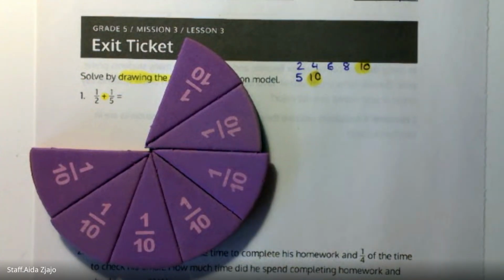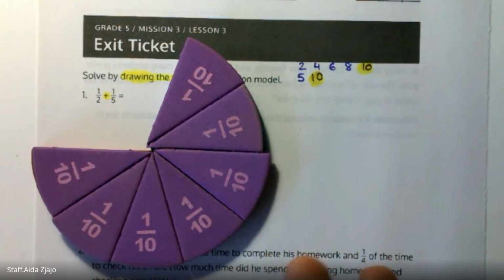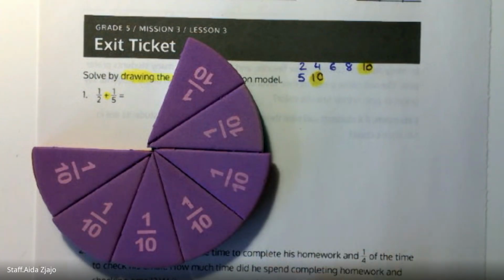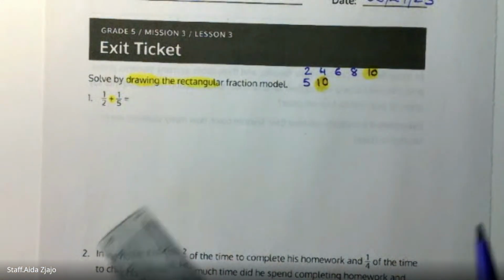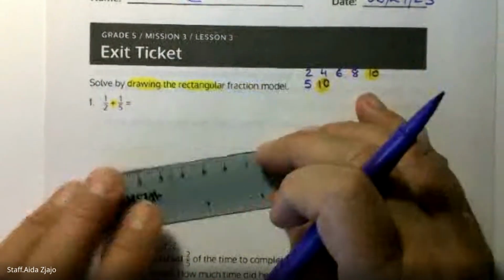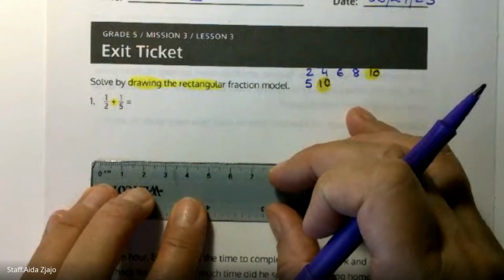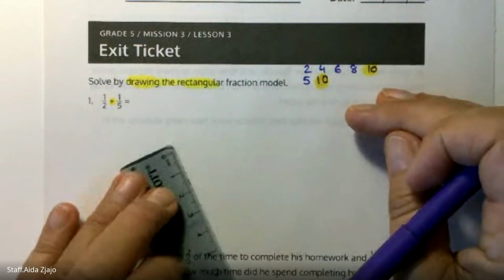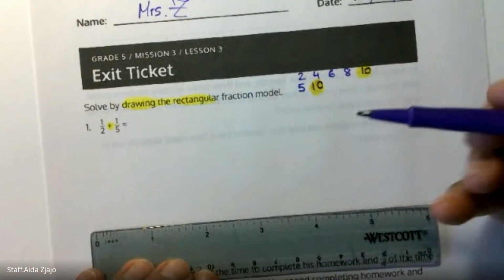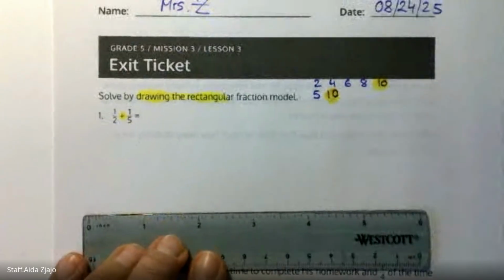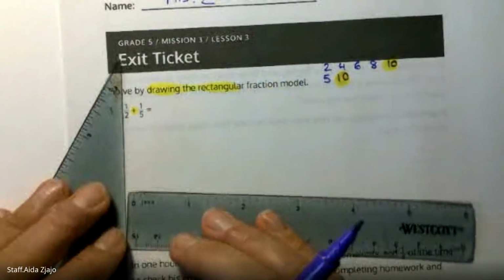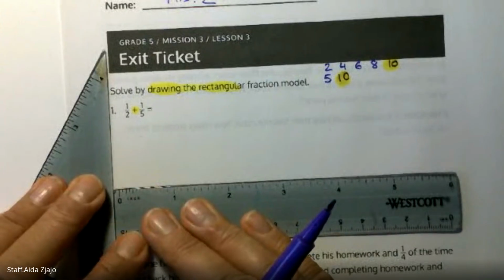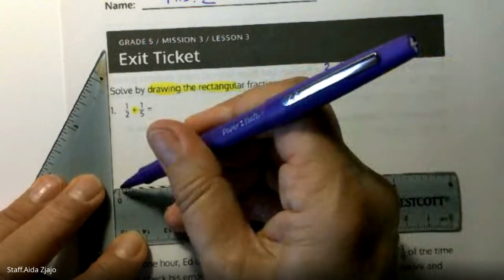So now how can we represent that in a rectangular model? We will do that by drawing a rectangle. So let's see, I'm going to use inches. Then I will use my triangular ruler. So let's see if I do this.